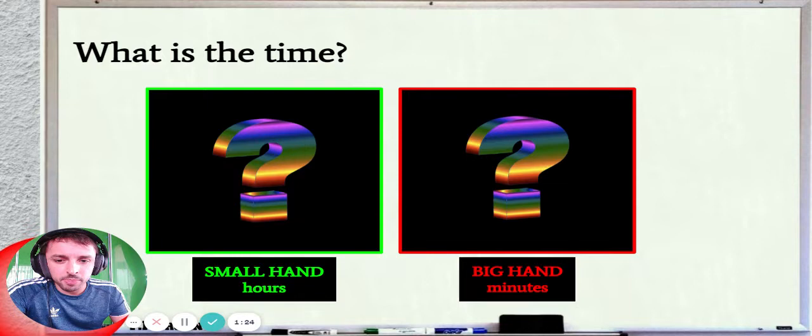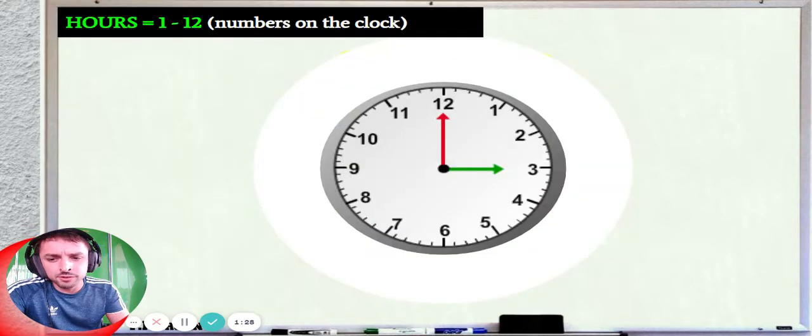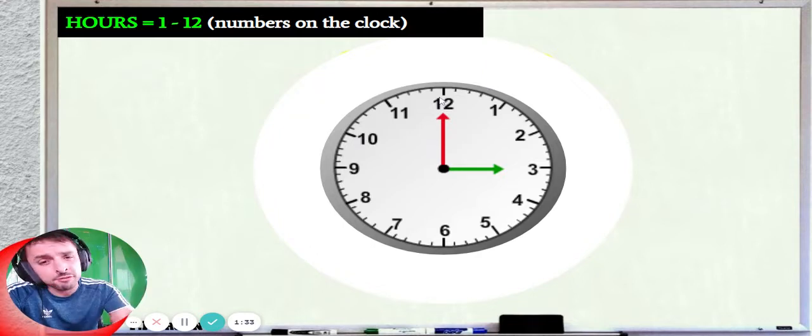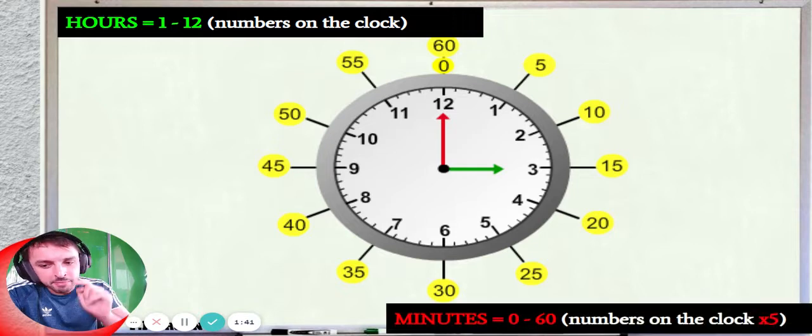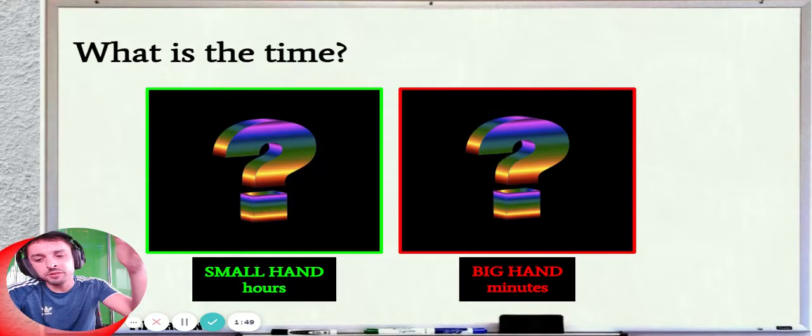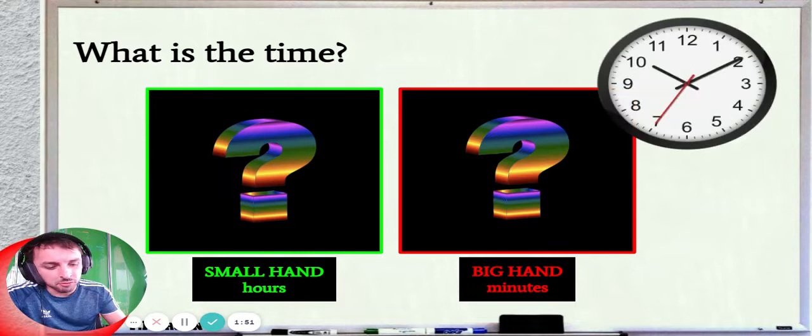Here's your clock. Remember that hours are the numbers on the clock. 1, 2, 3, 4, 5, 6, 7, 8, 9, 10, 11, 12. 12 hours on the clock. Then here are your minutes. 60 minutes on the clock. So the minutes are the numbers on the clock times 5. Remember to times by 5 to find your minutes. Okay, what is the time? Hours, minutes.